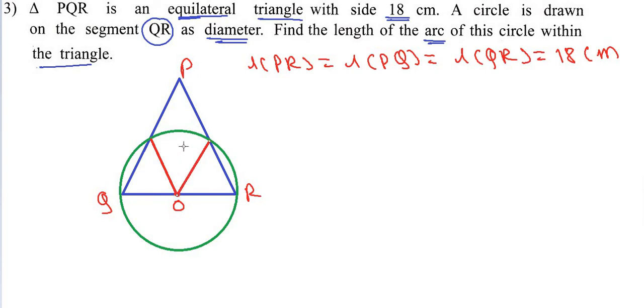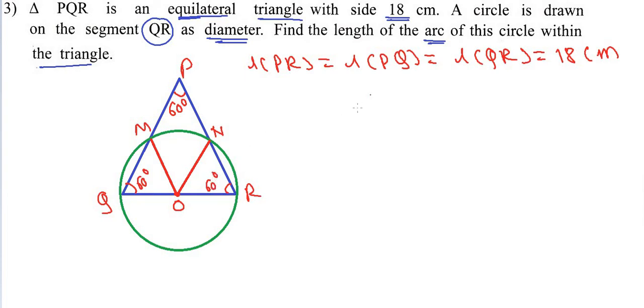Okay. Now we need to find the length of arc of the circle which is within the triangle. That is length MN we need to find. Length of arc MN. Now let us mark the angles in the triangle. Being an equilateral triangle, measure of angle P is equal to 60 degree, measure of angle Q is equal to 60 degree, and measure of angle R is also equal to 60 degree.